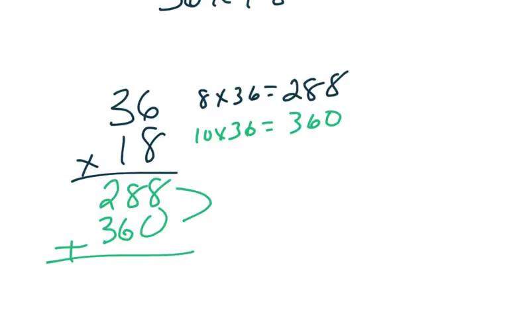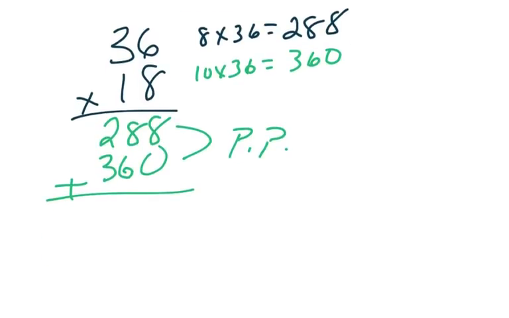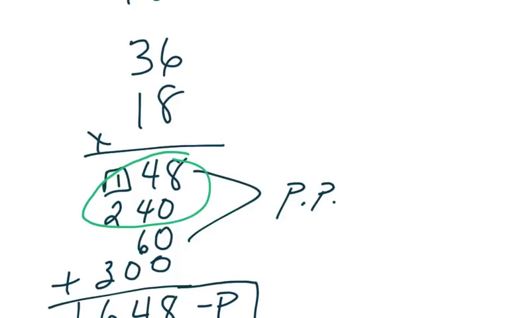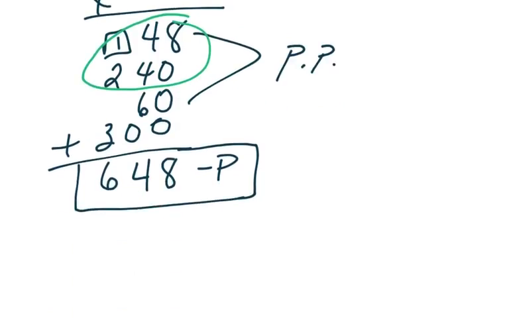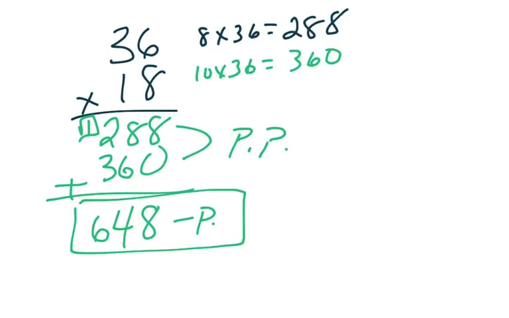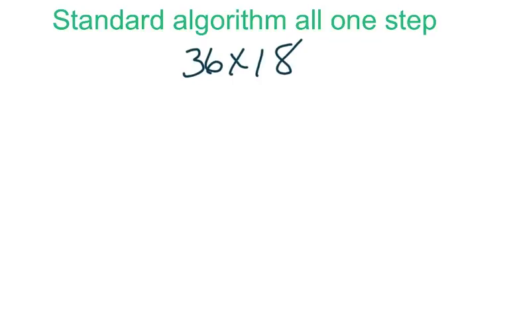So now, those are our partial products. What we're going to do is add up our partial products. That's 8, 4, regroup. That's 648 as our final product. As you can see, that does match with the product that we have there. So now, let's do this in all one step.